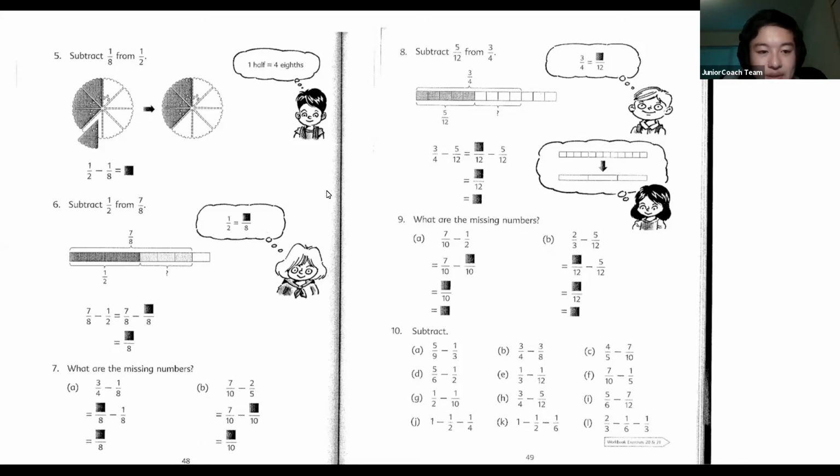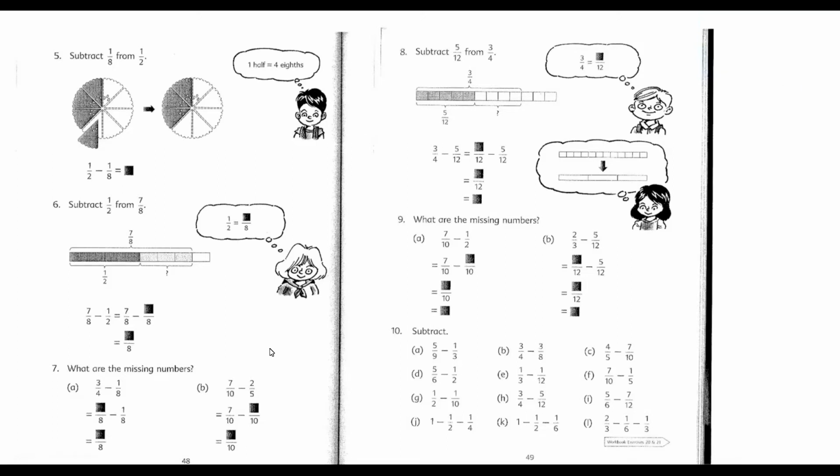So how would you subtract half from 7 over 8? You will first make half into 4 over 8, right? So you have 7 over 8 minus half equals 7 over 8 minus 4 over 8, which is 3 out of 8. Right, precisely.